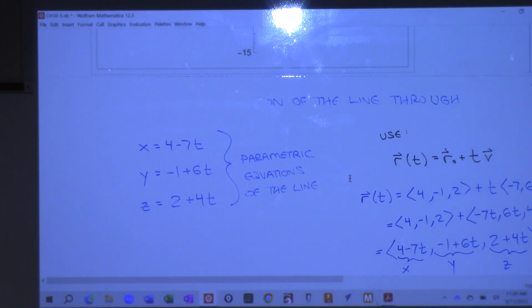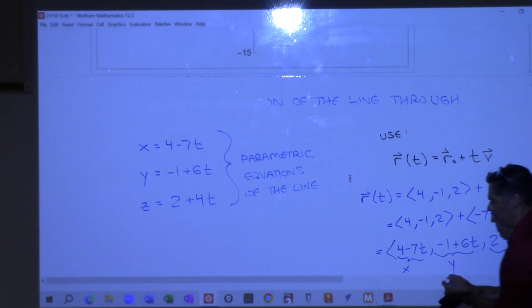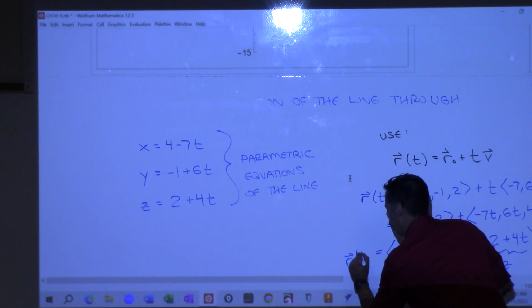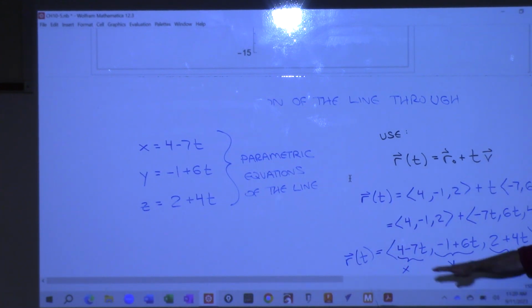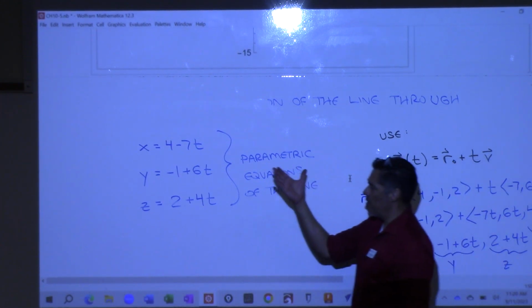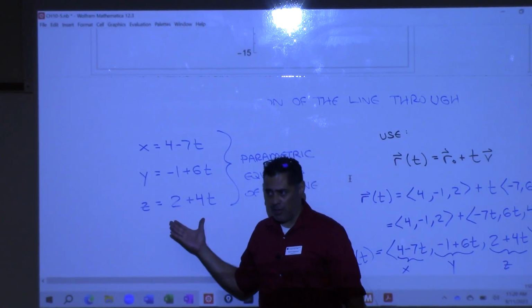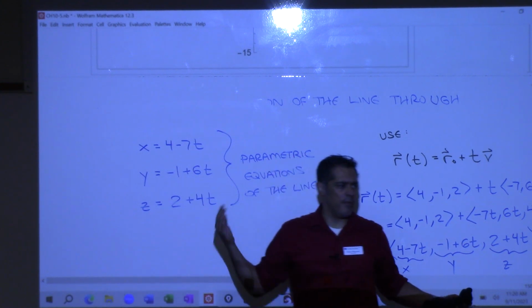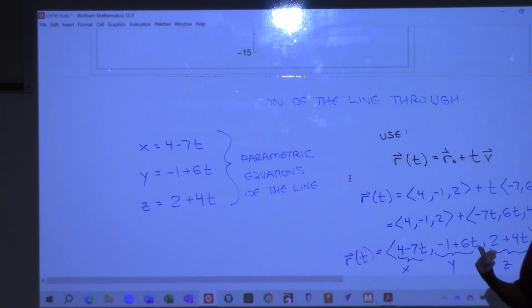In other words, if somebody gives you this right here, this is called the vector equation of the line. If someone gives you that, that is called the parametric equation of the line. There are two different forms of the same line. And then there's a third version, all right? There's a third version, which is called the symmetric equations.